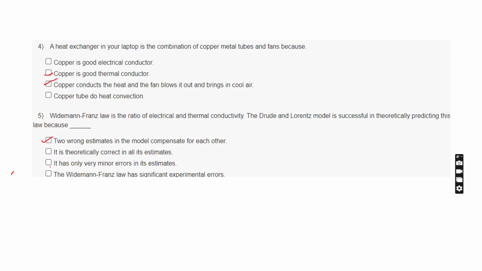Let us move to the other problem. A heat exchanger in your laptop is the combination of copper metal tubes and fans. Because why? The reasons are copper is a good thermal conductor, as well as the copper conducts the heat and the fan blows out the heat and brings in the cool air. Okay.